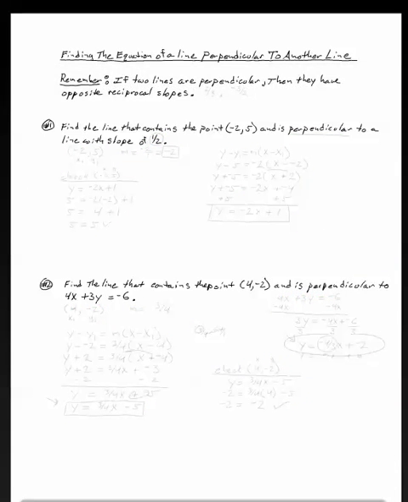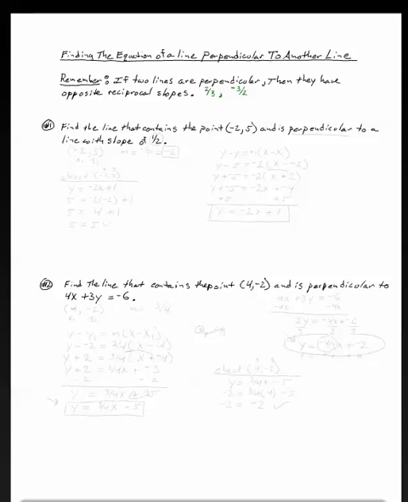Finding the equation of a line perpendicular to another line. Remember, if two lines are perpendicular, then they're going to have opposite reciprocal slopes. So what we mean by that is that if one slope is, say, 2/3, then the line perpendicular to that has to have a slope of -3/2. So you take the reciprocal and the opposite sign.